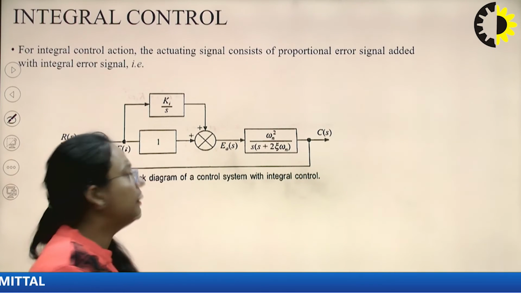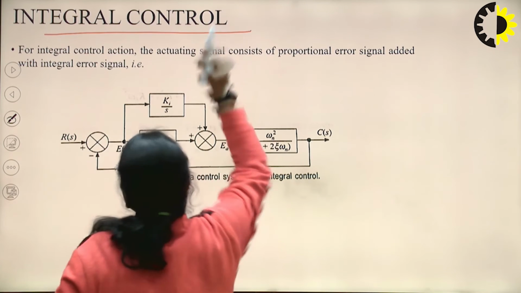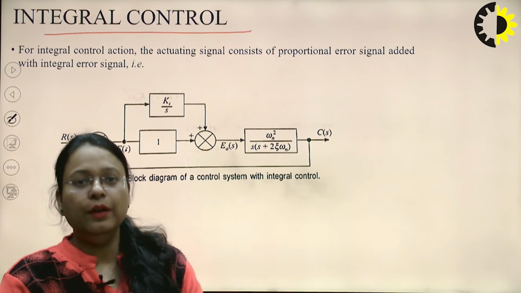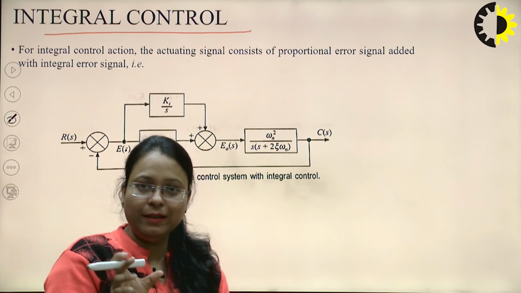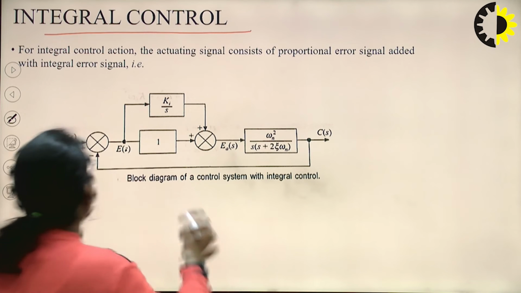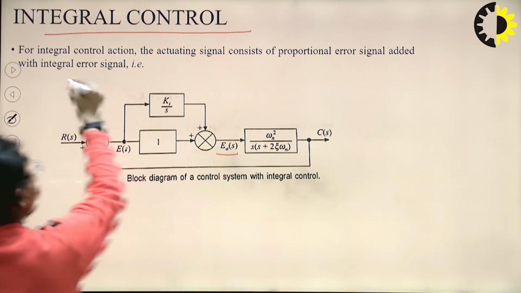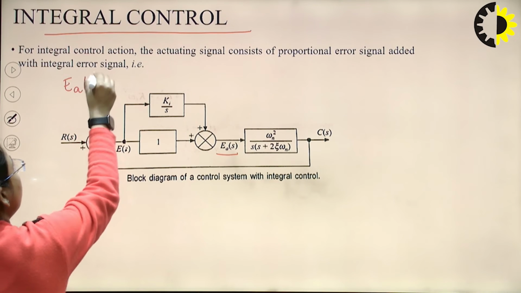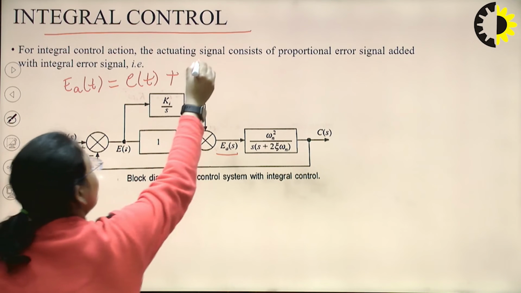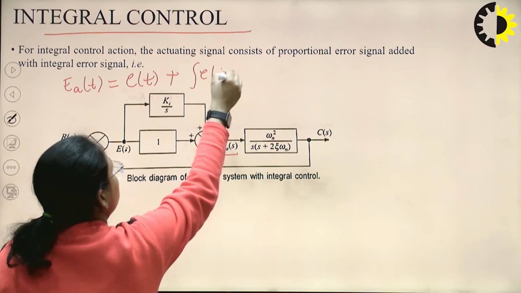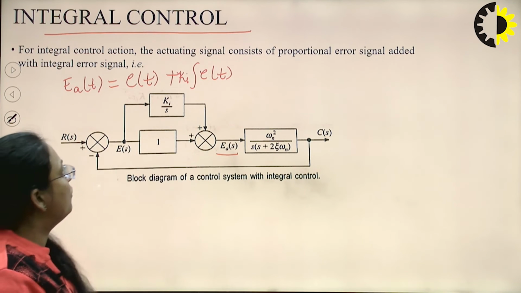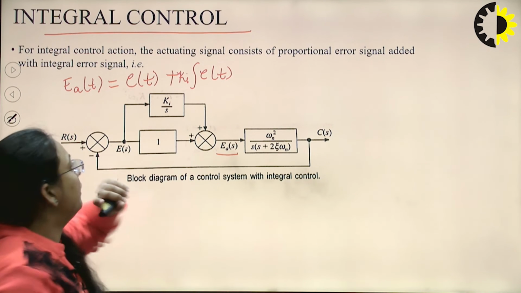Now, coming to the integral control. So what is integral control? In integral control action, the actuating signal will be the error signal plus the integral of the error signal. So we can write here, this is the actuating signal, e_a(t) equals e(t) plus the integral of the error signal, and the constant Ki is used for the integral control.